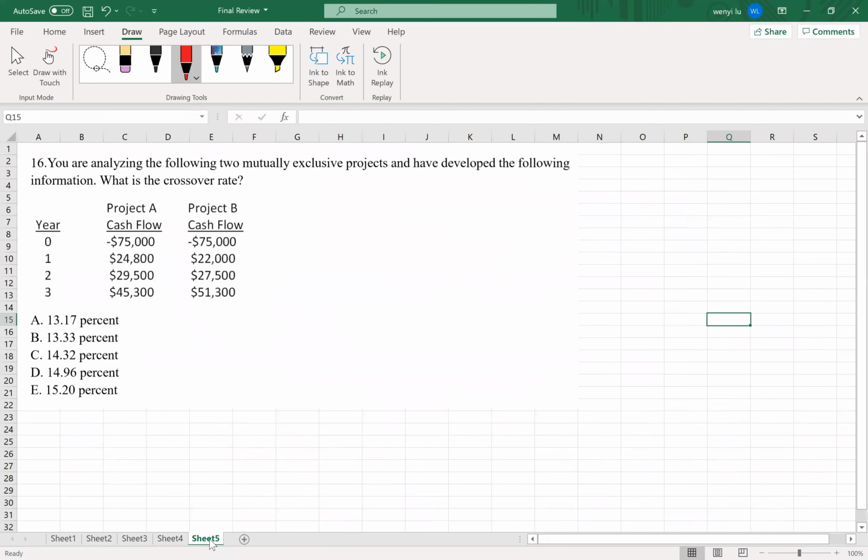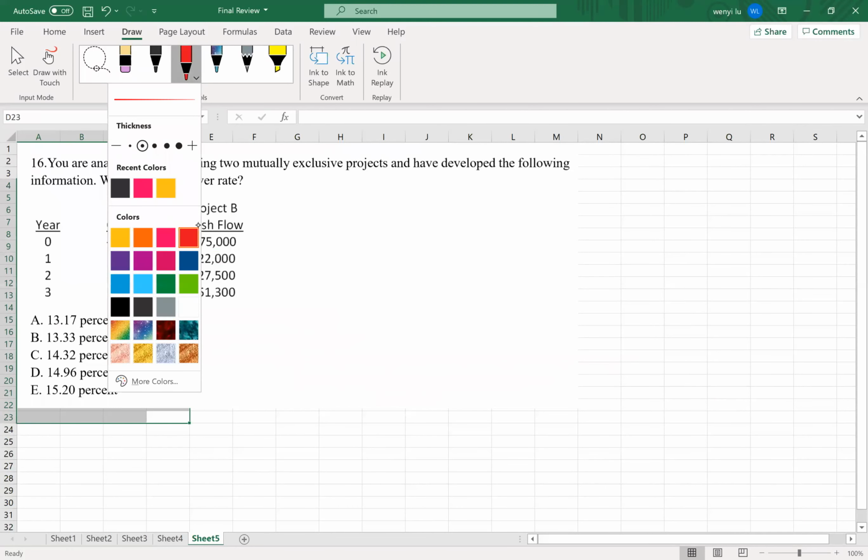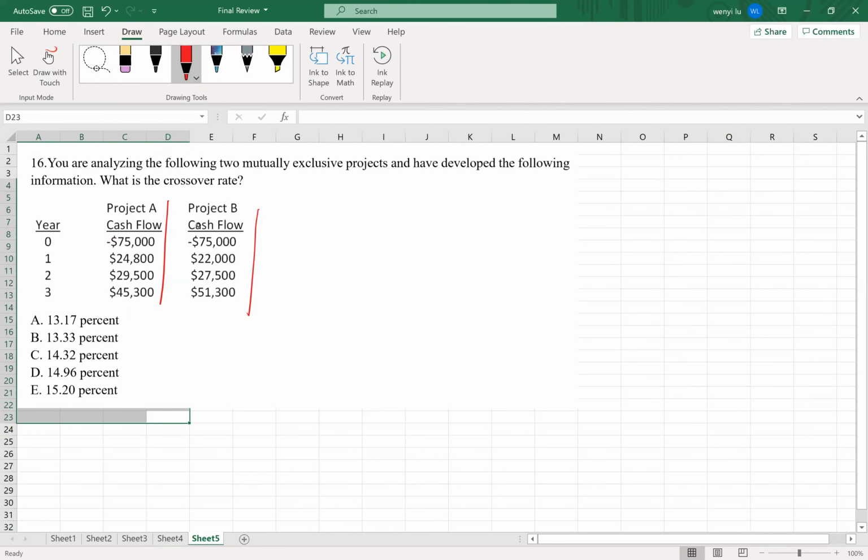Okay, before we end today's class, let me add one more question. This question is also from last year's final. You are trying to analyze the following two mutually exclusive projects and you get this information. You got these cash flows, and the question asks: what is the crossover rate?